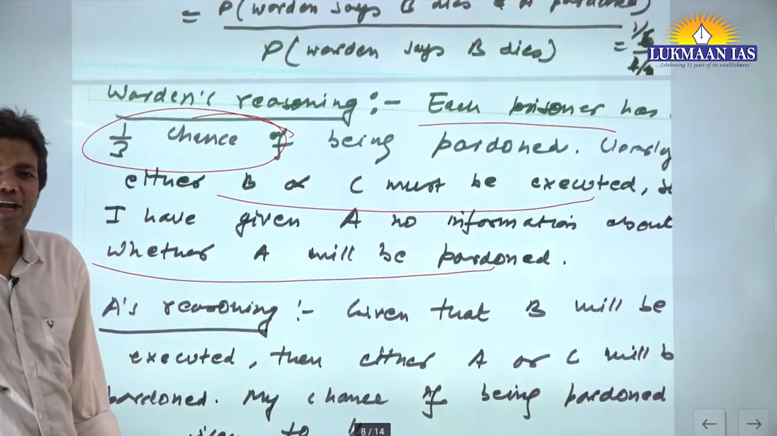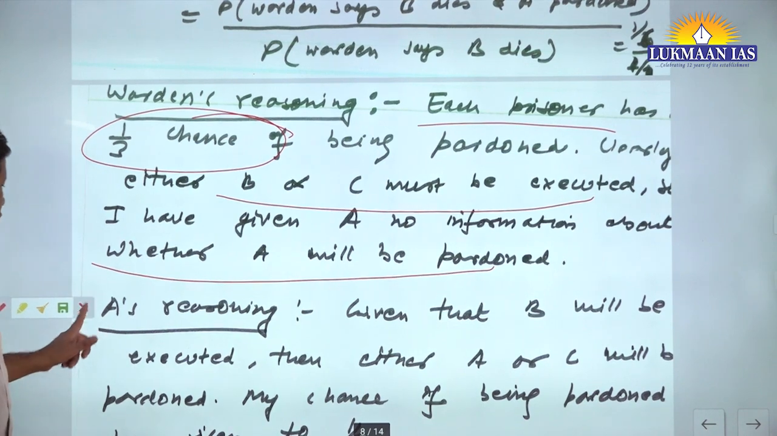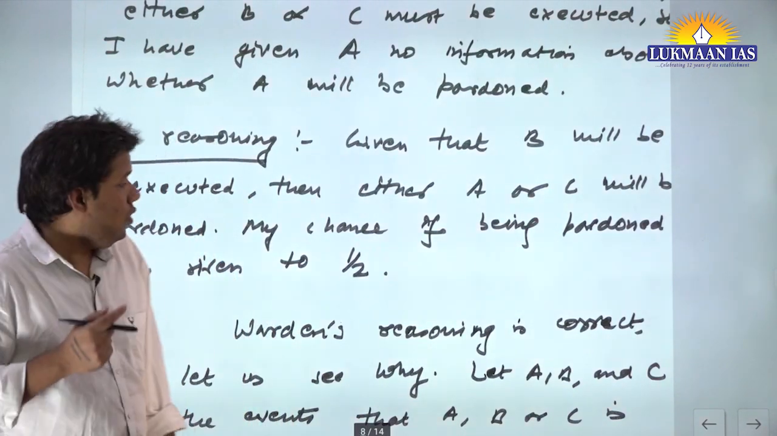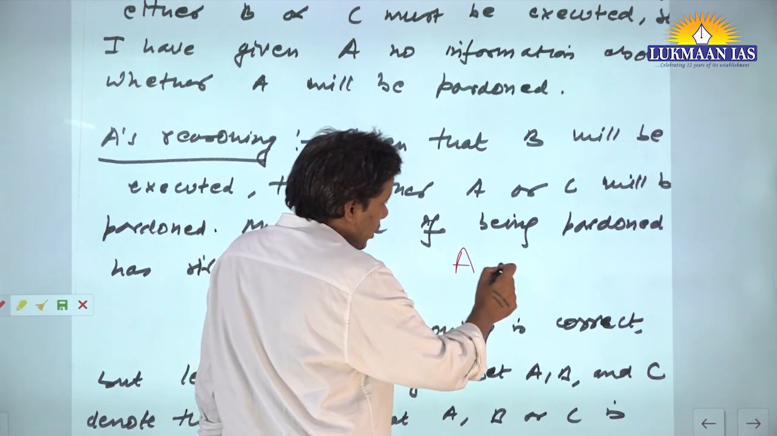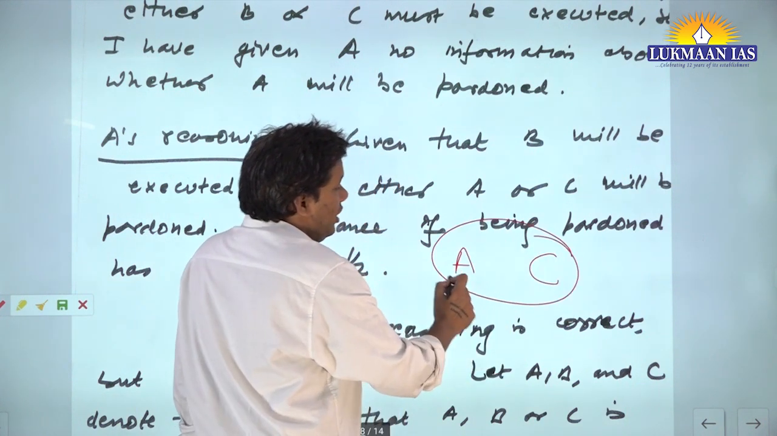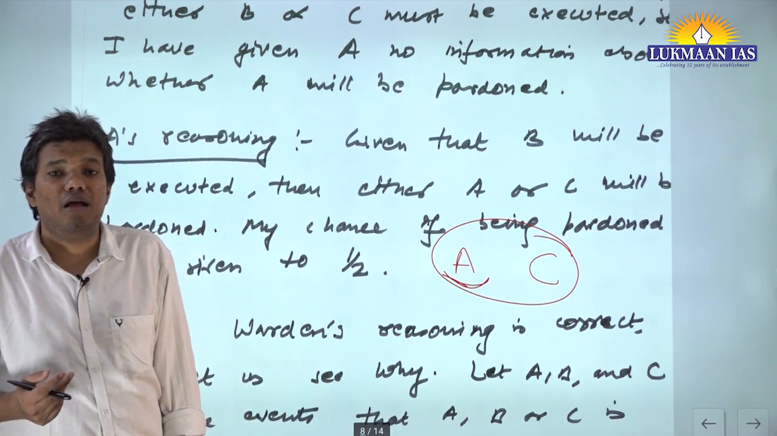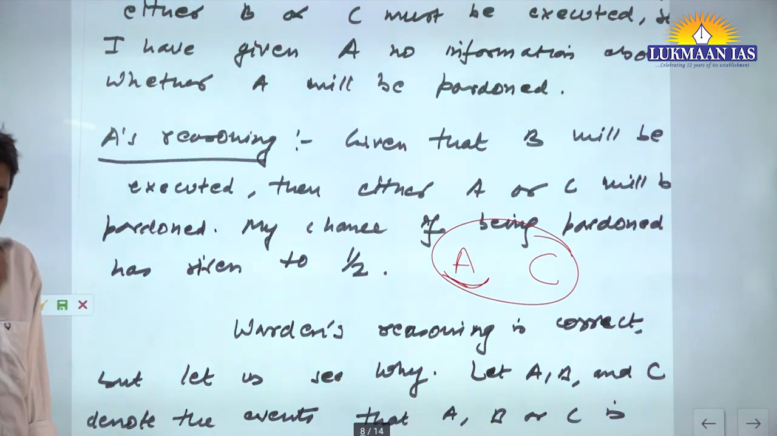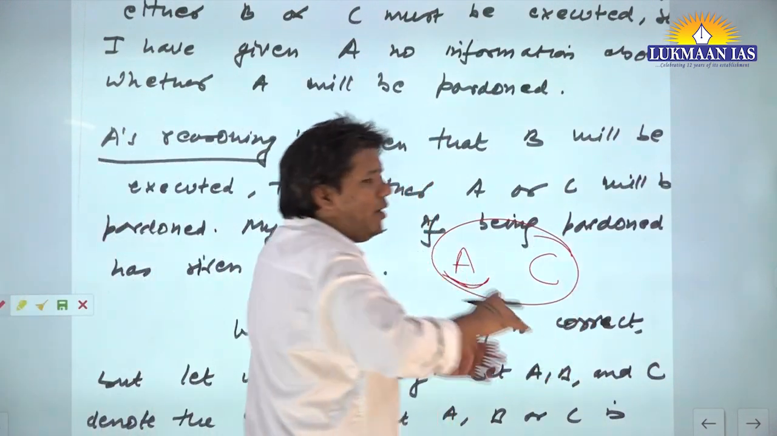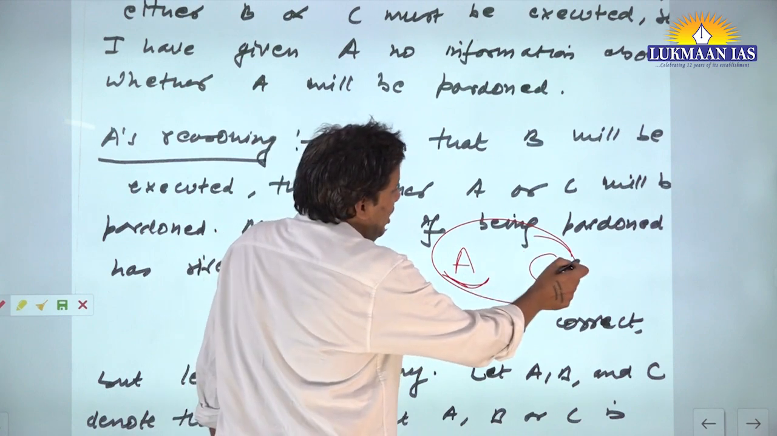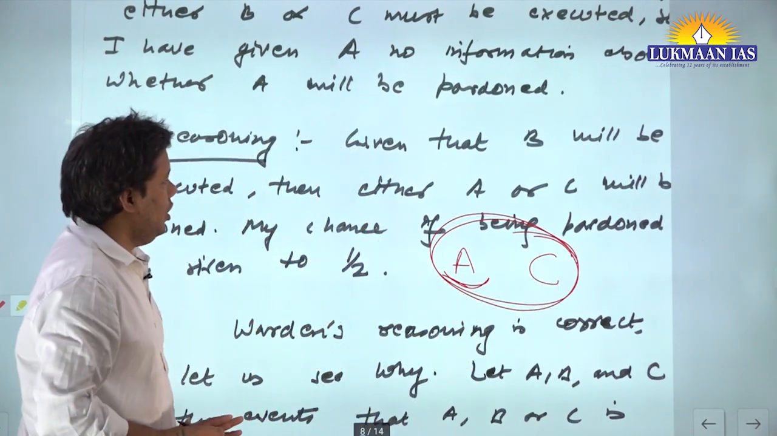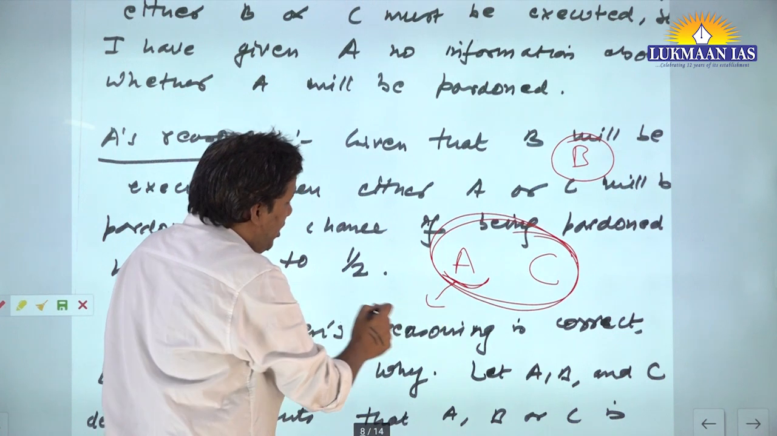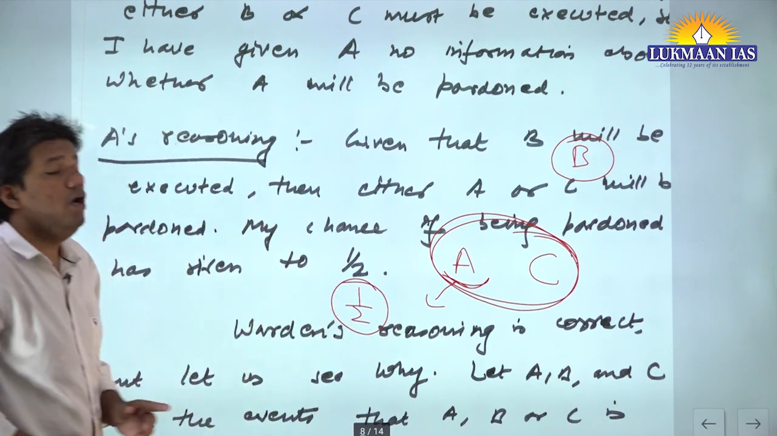But what A is thinking, A क्या सोच रहा है कि B और C में से एक पक्का एग्जीक्यूट हो रहा है. सो अब या तो मैं एग्जीक्यूट होऊंगा या C एग्जीक्यूट होगा. तो A सोच रहा है कि मेरी जो पार्डन होने की प्रोबेबिलिटी है, वो 1/2 हो गई है. Now here comes, just listen to my previous statement again. A क्या सोच रहा है कि पहले हर एक का पार्डन होने की प्रोबेबिलिटी 1/3 थी. Now A is thinking कि अब A और C में से केवल एक ही एग्जीक्यूट होगा, क्योंकि B को पता है कि B एग्जीक्यूट होने वाला है, because warden told him this information. So A is thinking that my probability of being pardoned has increased to 1/2. Now I am more safe.